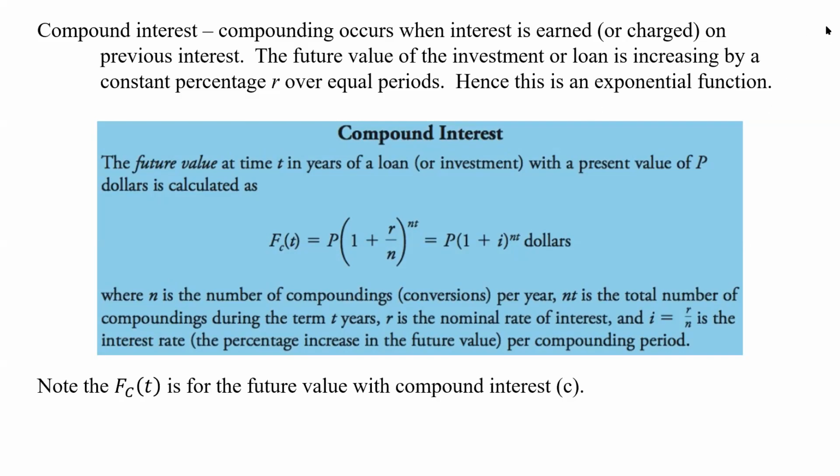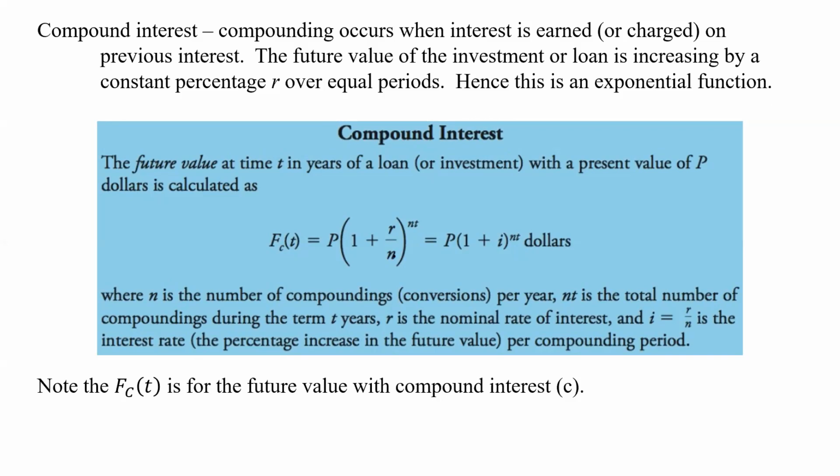And so the future value at time t in years of a loan or investment with a present value P is calculated as, so now we have F_C for compound interest. And so now we have P, our principal, times 1 plus our rate, which is in decimal form, divided by n. This is the number of compounding times it does. So if it's compounded monthly, this will be 12. If it's compounded quarterly, it'll be 4. Semi-annually, it'll be 2. Daily, then we'll use 365.